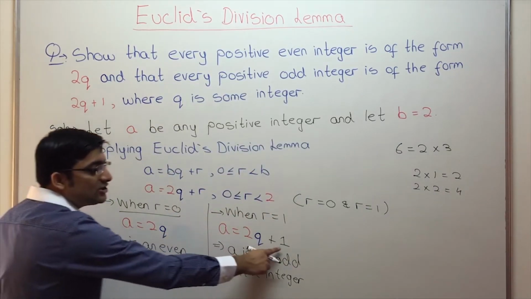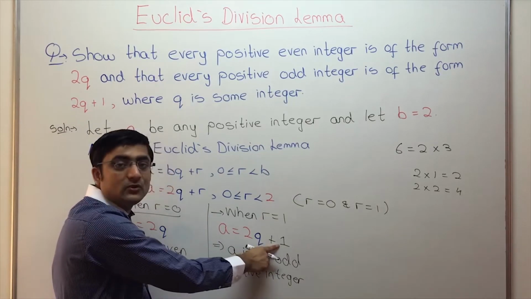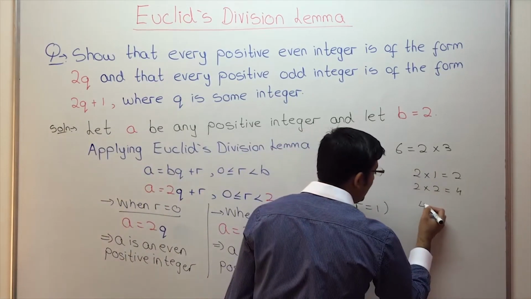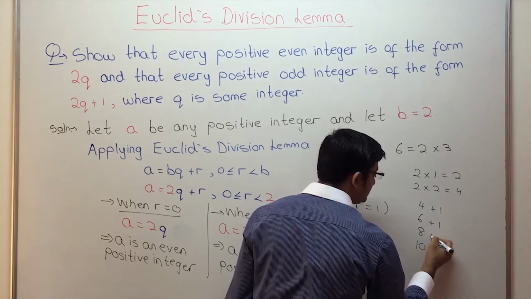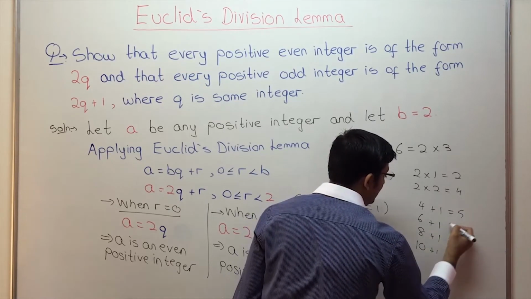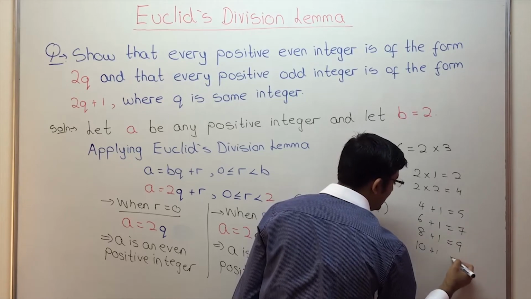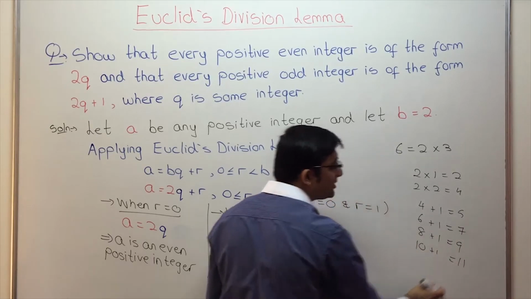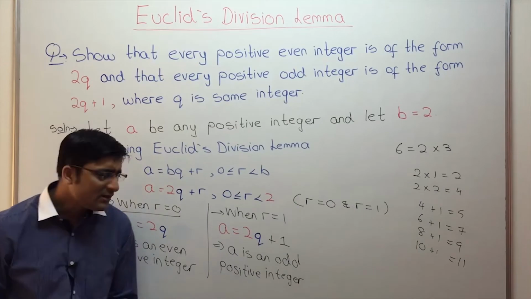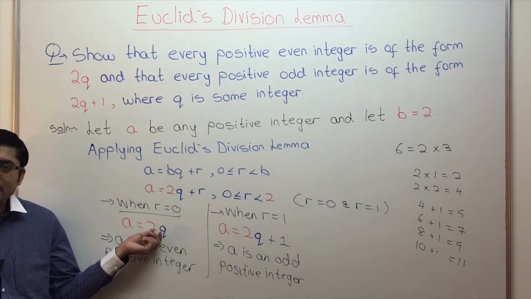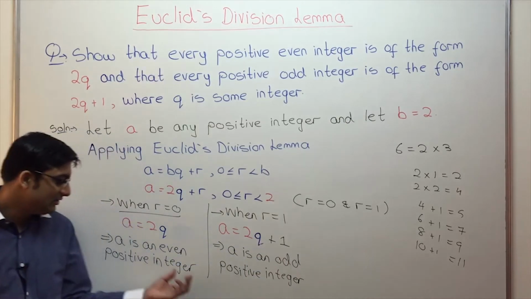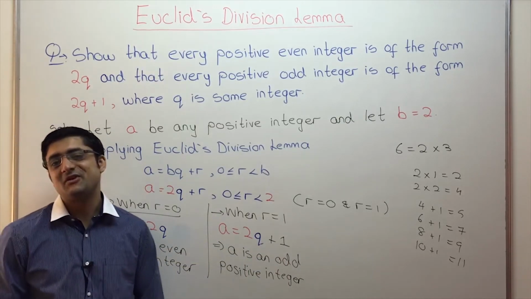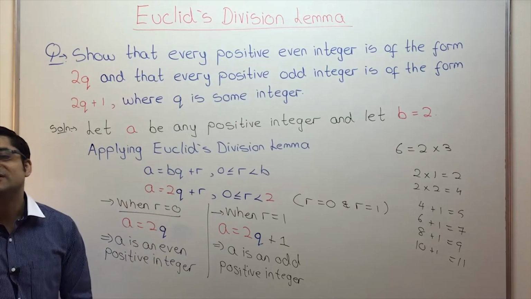Now any even integer plus 1 is odd. Take any even integer: 4, 6, 8, 10. Add 1 to it: 5, 7, 9, 11. So any even integer plus 1 is an odd integer. Whenever you have a number of the form 2 multiplied by a number, it is even. 2 into a number, even, plus 1, it is odd. So this is an even integer, this is an odd integer. So this is how you solve such type of questions.